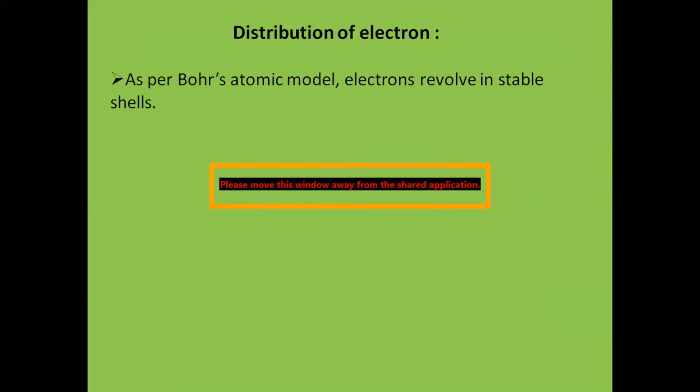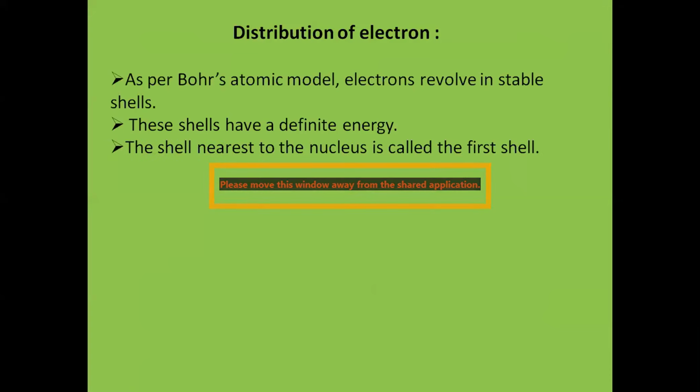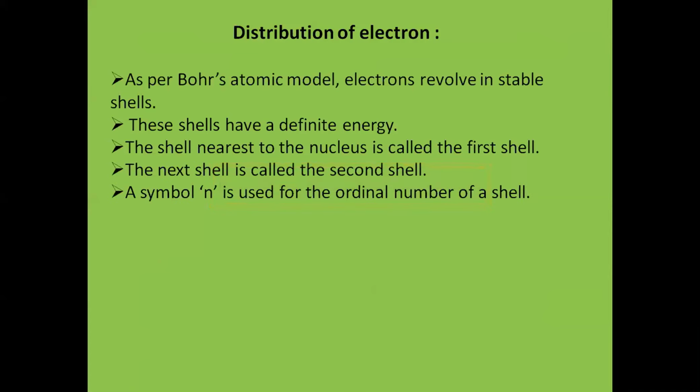To understand this distribution of electrons, it is as per the Bohr's atomic model. Electrons revolve in stable shells, right? These shells have definite energy. The shell nearest to the nucleus is the first shell, and the next shell will be the second shell, followed by the third shell. And the ordinal number which I'm going to use for these shells is n.